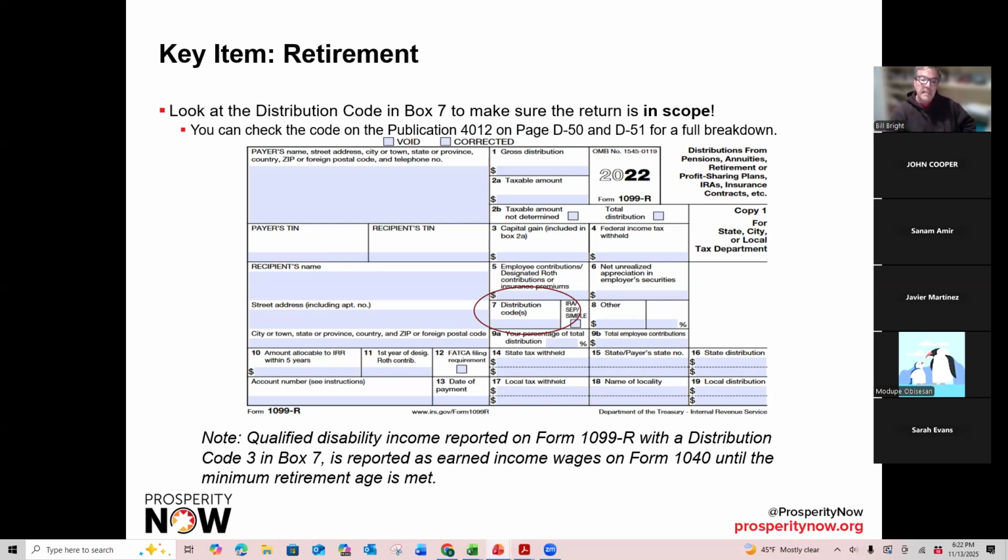The other one that we see fairly regularly is a number one, which is an early distribution. So someone under 59 and a half took the money out, and now they're subject to the additional 10% penalty in addition to whatever tax rate they might get hit with. A lot of people don't know that when they take it out. A lot of the ones that we see are generally small amounts.